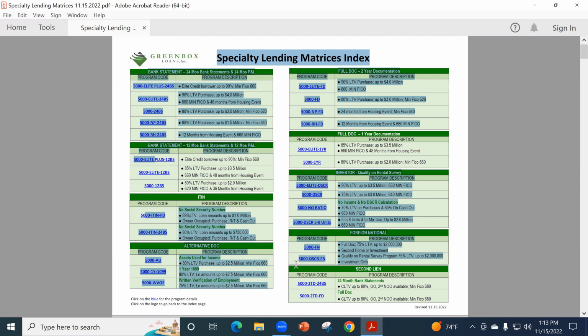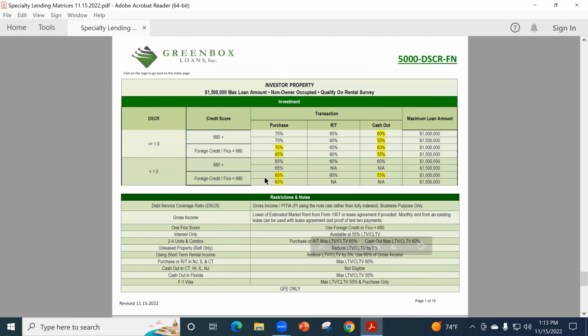Any more questions on the bank statement program? I would like to transition here to our ITIN DSCR. On this one, it is pretty cool. Most lenders are going to require a primary residence if you're looking to do an investment program under the DSCR. On this one, we actually don't, but there will be a 10% reduction. So max LTV is 75% with a 1-to-1. Meaning if you don't have a primary residence, you'll be max LTV of 65. If it doesn't debt service, if it's under a 1 ratio, then it'll be 65, or 55 as well on that.